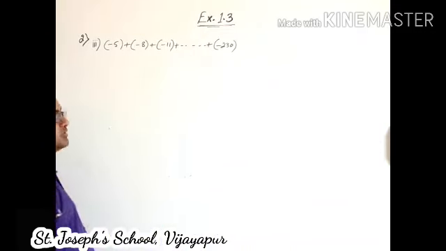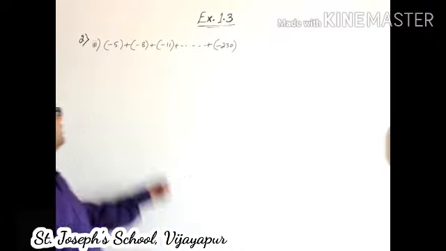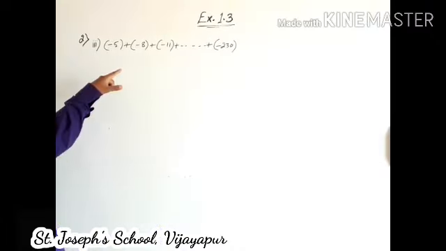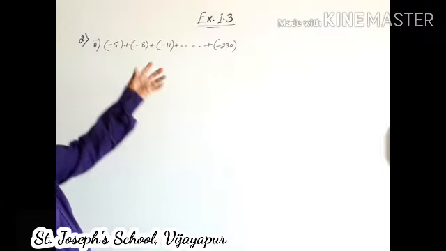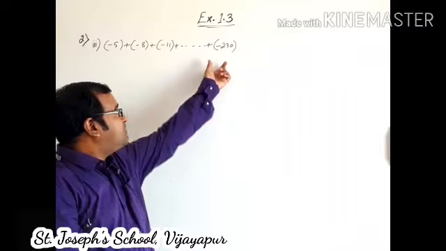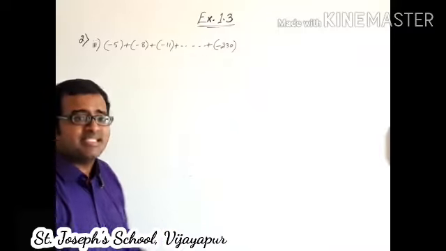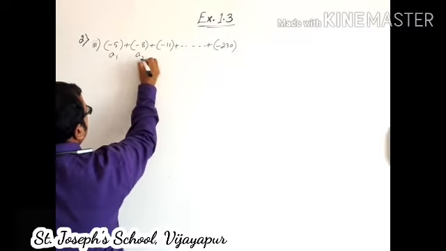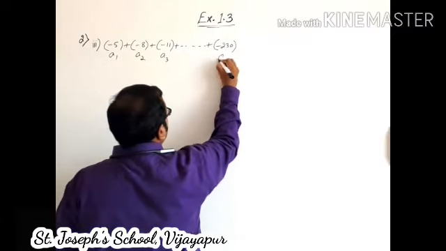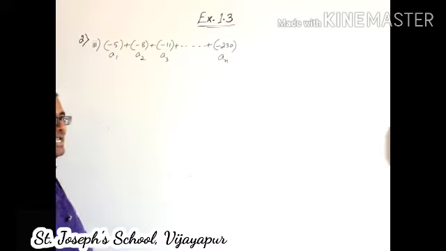Okay. So third sub question now we see here. It's minus 5 plus minus 8 plus minus 11, so on, minus 230. So negative numbers are there, we have to be careful. Number little bigger but problem remains same. So first is A, that is A1, this is A2, A3, so on, this is AN, not N but AN.